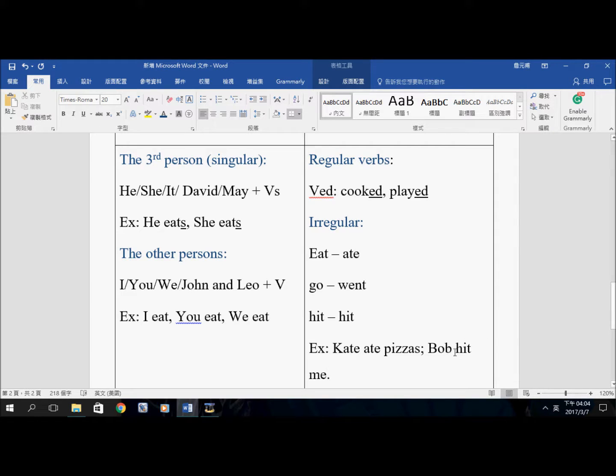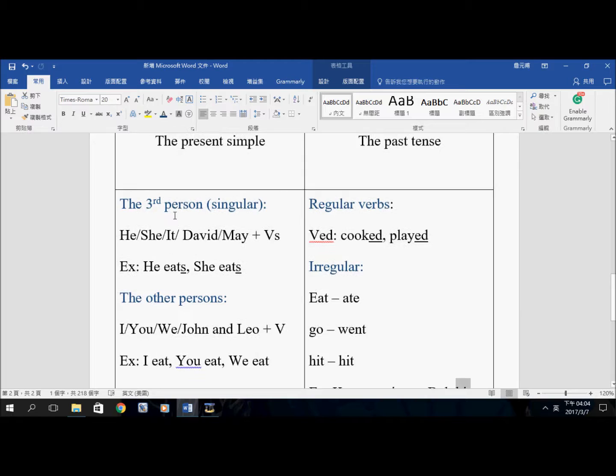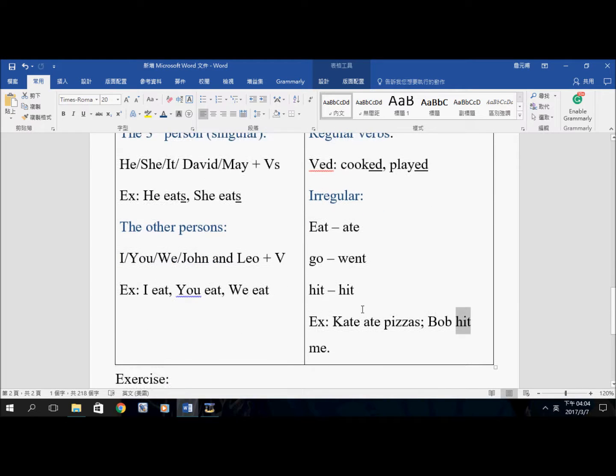And as you can see, this hit is without an additional s. What does it mean? You see, Bob is a third person singular noun. There's no s at the end of the word hit, which means it is actually a past tense verb. Because if it is not a past tense verb, we have to add an additional s after the word hit, according to the rules of the tenses, because it would be a sentence of the present simple tense, no longer a sentence of the past tense.